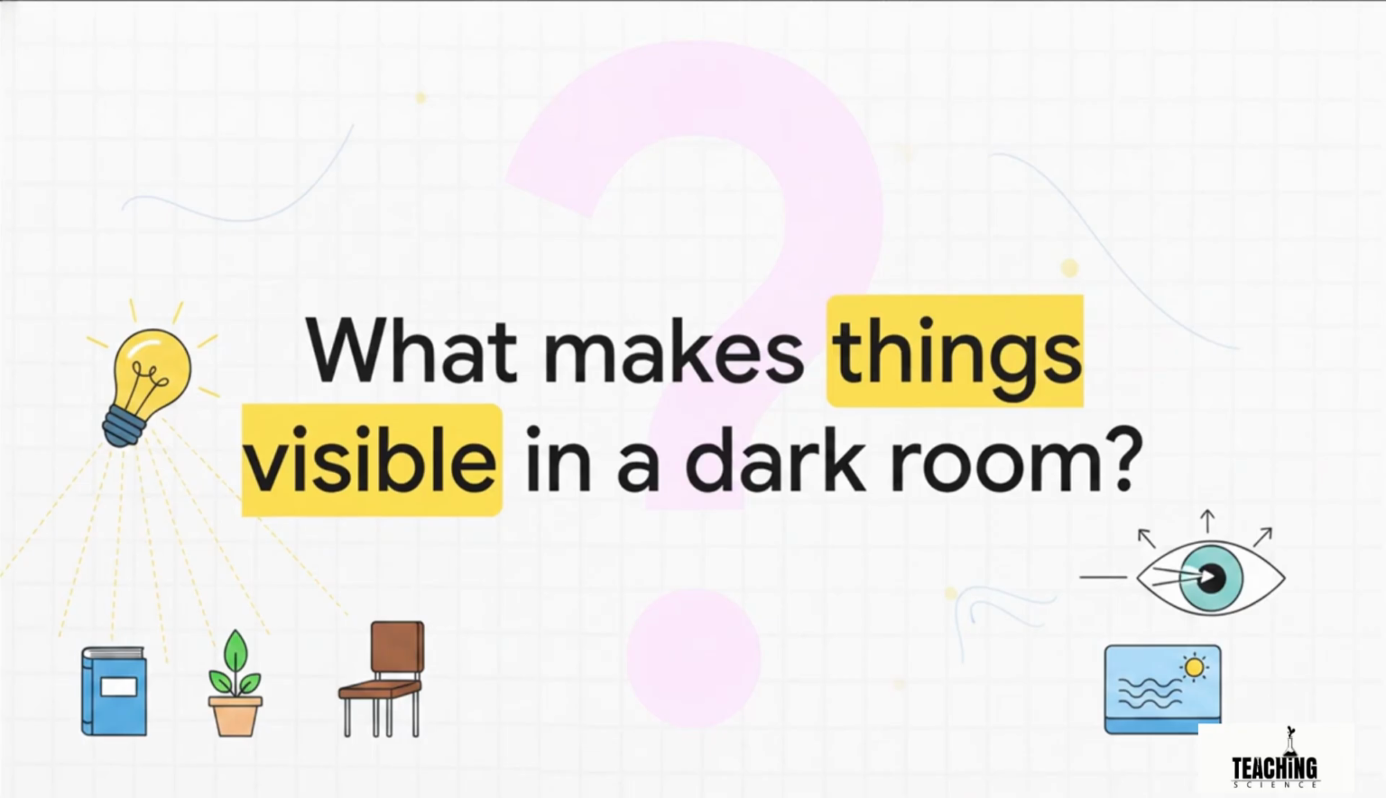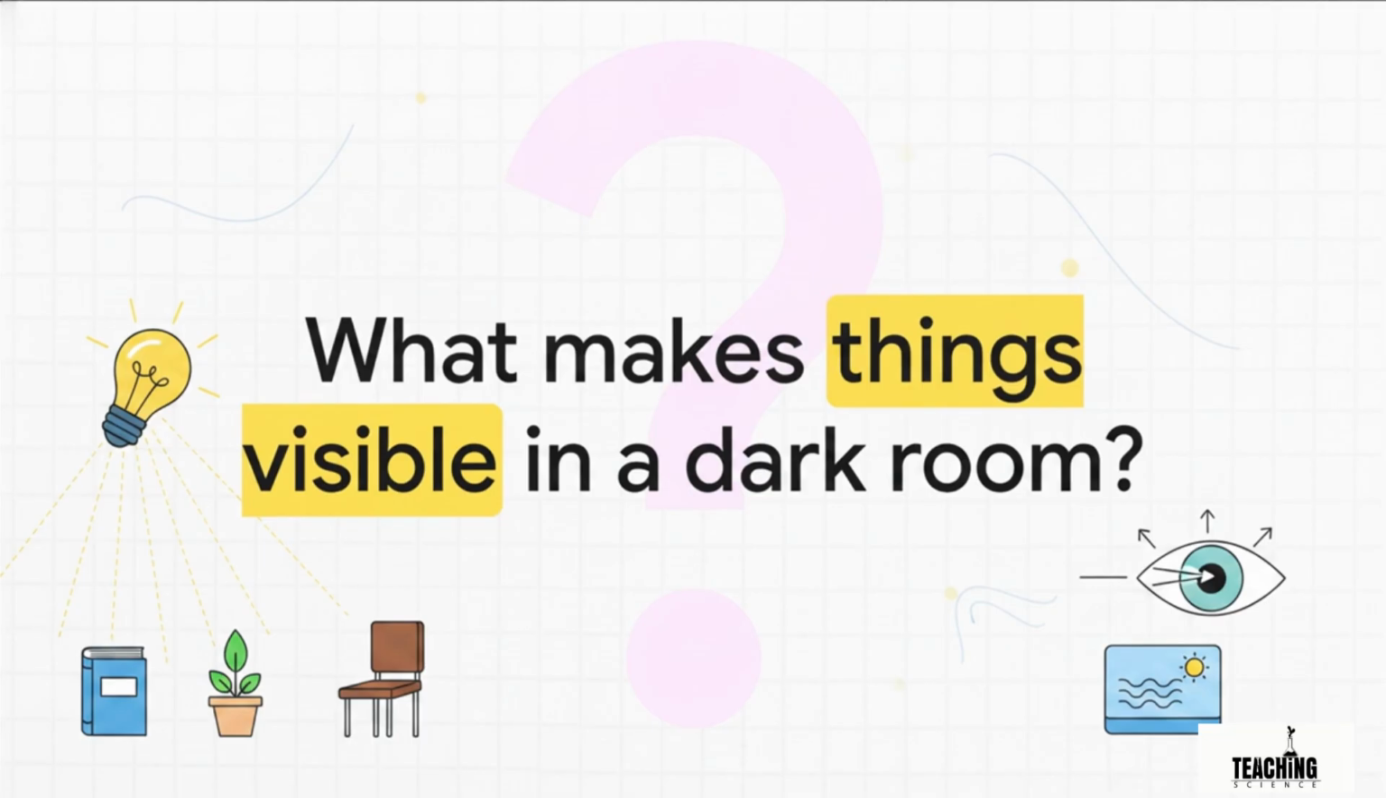So think about this. You walk into a pitch black room, and you literally can't see a single thing. But the exact second you hit that light switch, bam, everything instantly becomes visible. Have you ever wondered why that happens? Well, during the day, sunlight helps us see, and in that dark room, it's the electric bulb. But the science behind it is actually super fascinating.